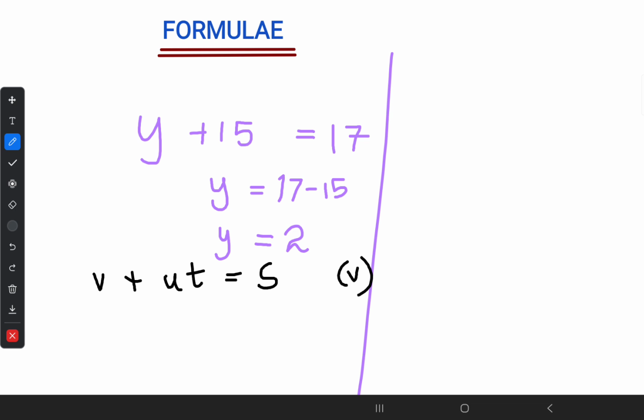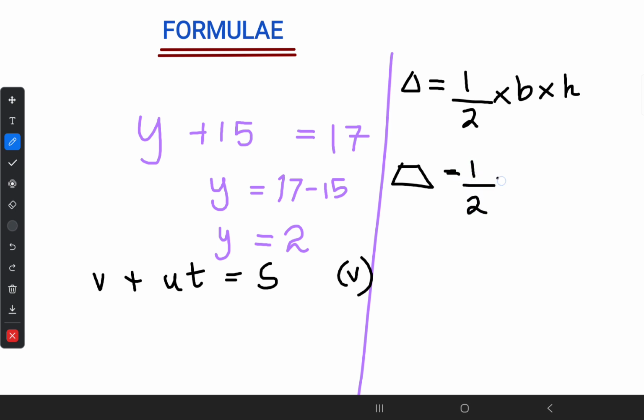Already you are familiar with some formulas. How to find the area of a triangle? Half into base into perpendicular height. This is a mathematical formula. How to find the area of a trapezium? Half into the sum of parallel sides multiplied with perpendicular height. This is a formula. These are some examples of formulas.